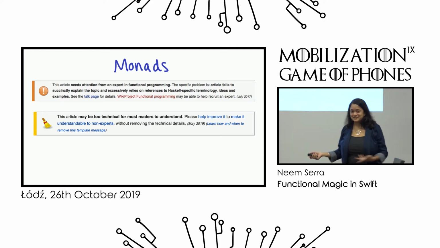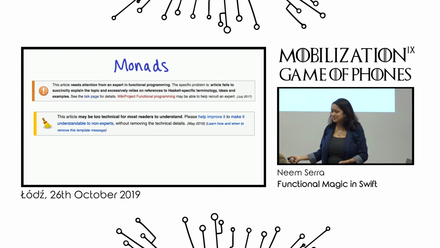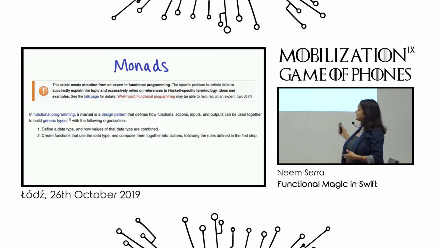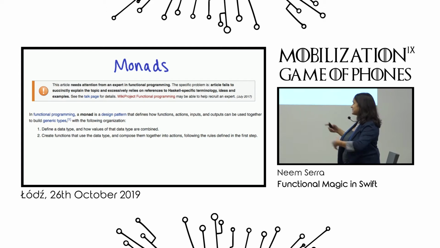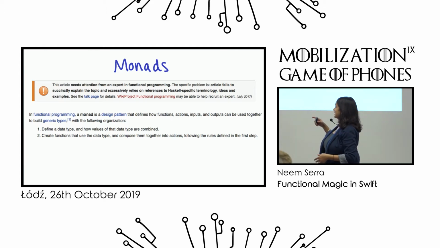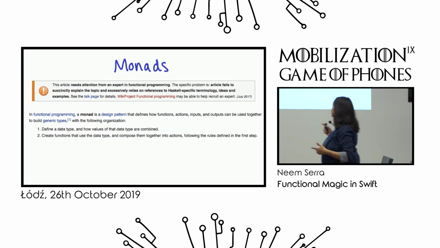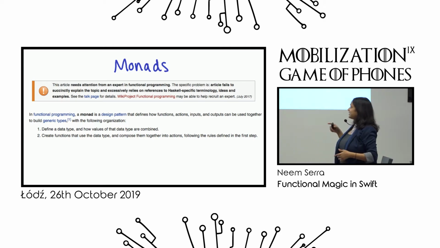If you're like me and you're like, well, hey, I want to learn functional programming. They're telling me I need to learn about monads, and I look up monads, and it gives me this thing that says, hey, this is what functional programming is. Here's a monad. And it kind of tells you a monad's a design pattern that defines how functions, actions, inputs, and outputs can be used together to build generic types.